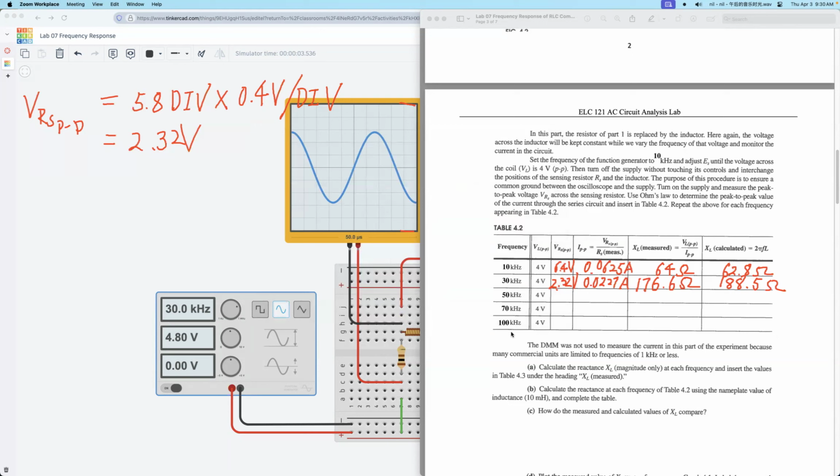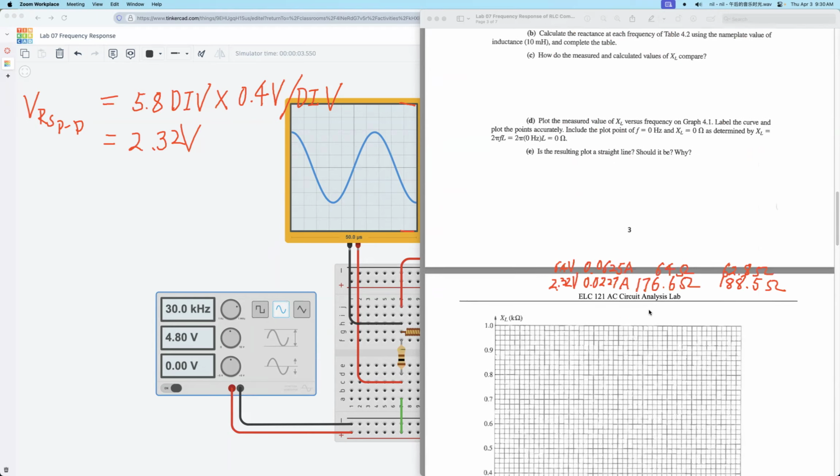So change the frequency, then make sure VL is the 4 volt. Then measure the VRS peak to peak value from the left of the scope. Then calculate the current, then get the XL, the reactance of the inductor, and then compare with the calculated value. So after you finish this one, then we need to mark these points. I mark this value in a figure. Okay. So just here.